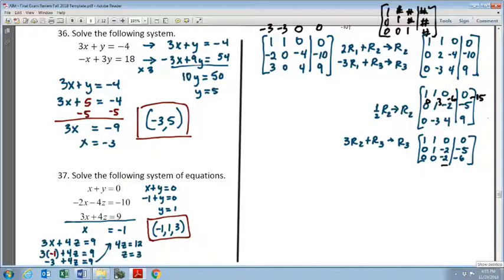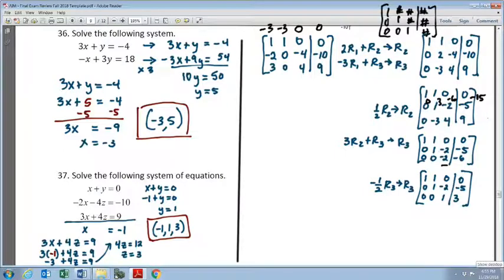And we can divide by negative 2 to do that, or multiply by the reciprocal. So it would be negative 1/2 times row 3 becomes the new row 3. I'm going to rewrite the first 2 rows. And so I'm just going to divide everything by negative 2. I'm going to get 0, 0, 1, and 3.